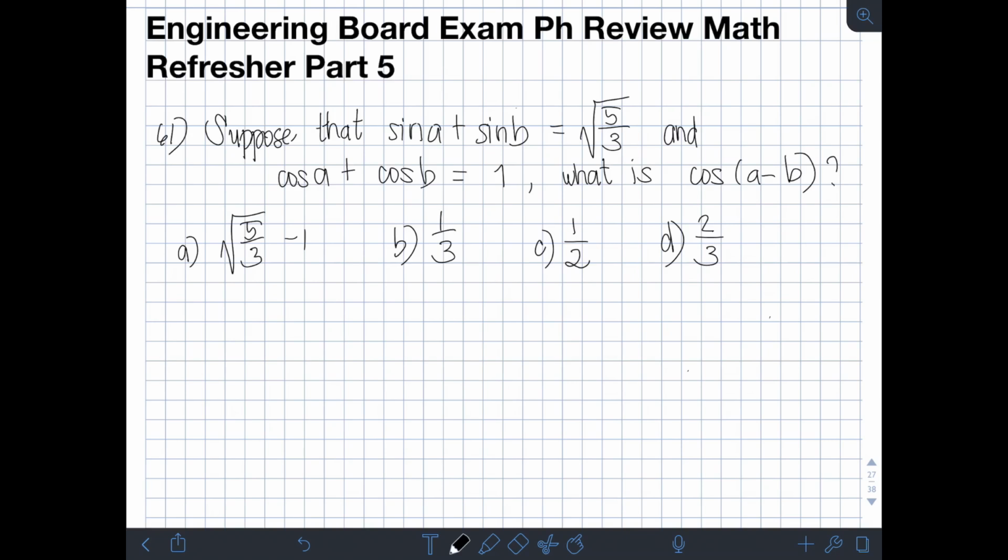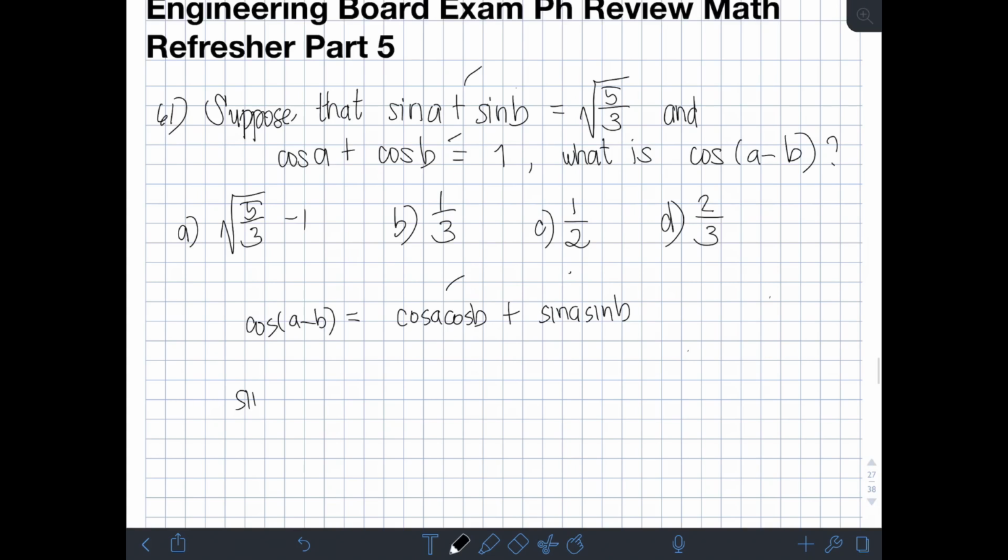So we have, suppose that sin A plus sin B is equal to square root of 5 over 3 and cosine A plus cosine B is equal to 1, what is cosine A minus B? Okay, so try go. So manipulation ng laman ng equation to. So pinapahanap sa atin is cosine A minus B, right? So meron tayong formula for difference of two angles for cosine as what? So equal to sa cos A, cos B, plus sin A, sin B, right? So, i-manipulate natin yung given two equations para mapalabas natin itong expression na to.